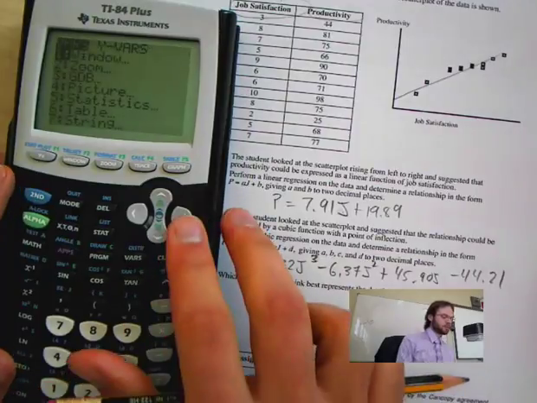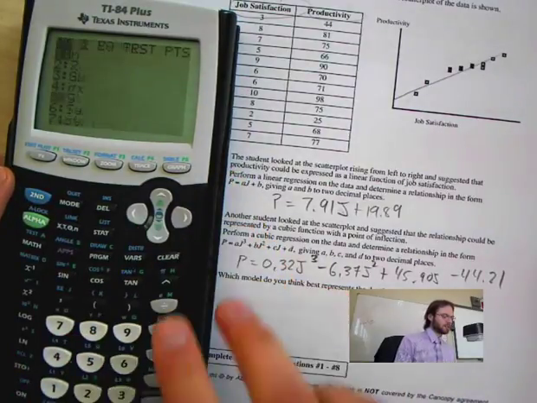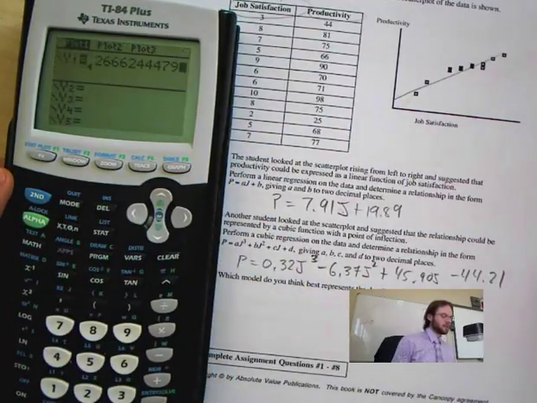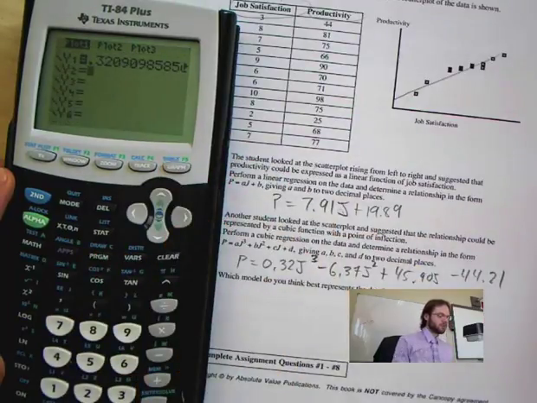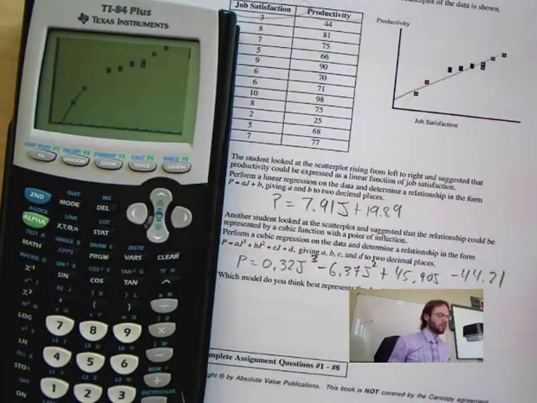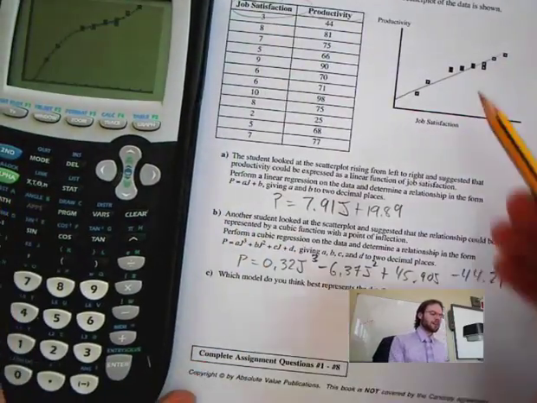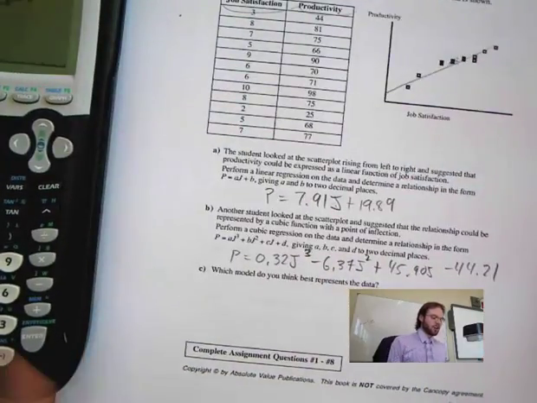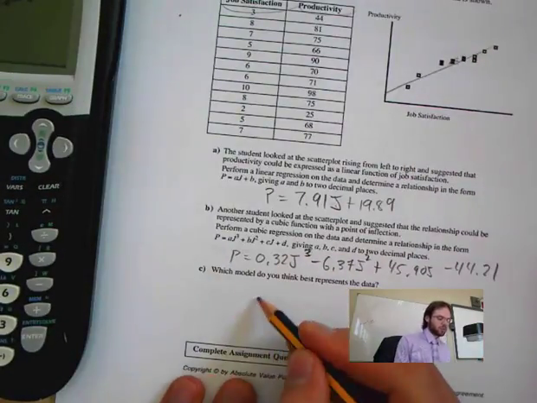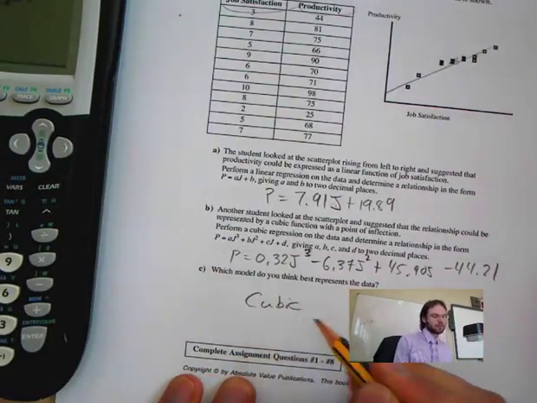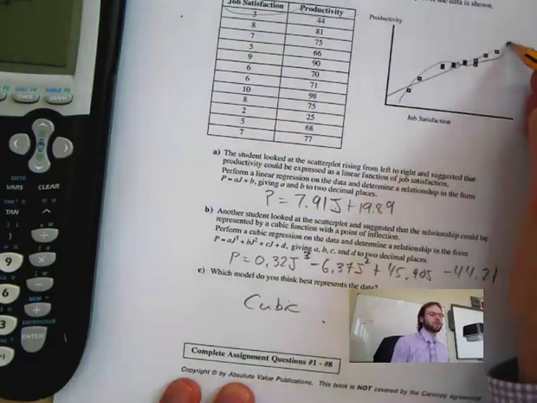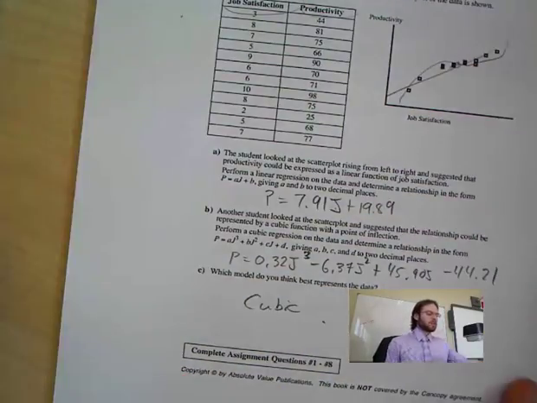I'm going to go to statistics, so I did it already, and hit enter. I want to graph it, and look at that. This one matches perfectly, because there's a little point of inflection there. So there is actually a point of inflection on this graph. So which one matches better? The cubic does, because there's a little point of inflection. It works very nicely with that. Okay? So there we go.